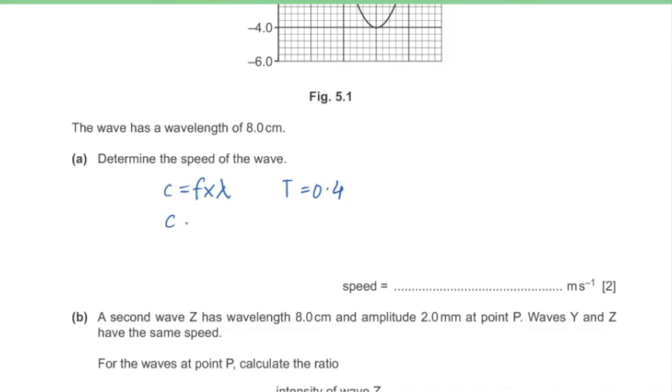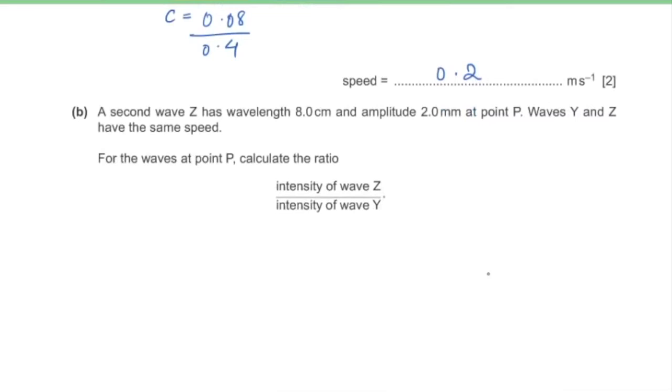So speed is equal to lambda, which is wavelength, and it should be converted into meters. So this would be 0.08 meters. 0.08 divided by 0.4 is equal to 0.2 meters per second, the speed of the wave.